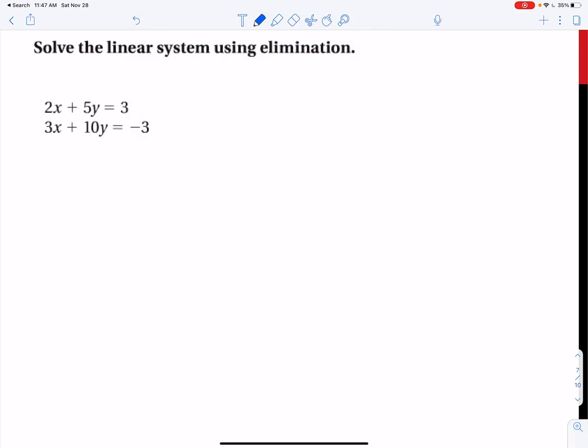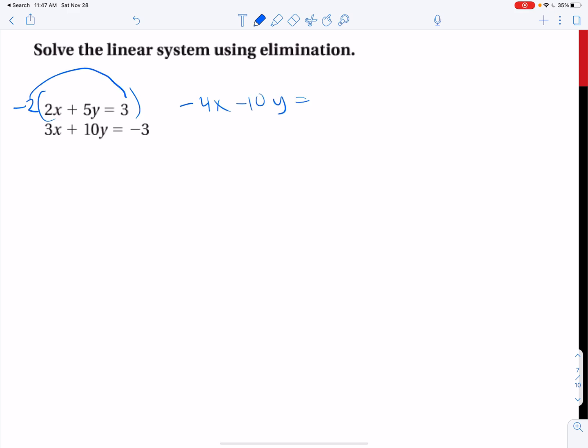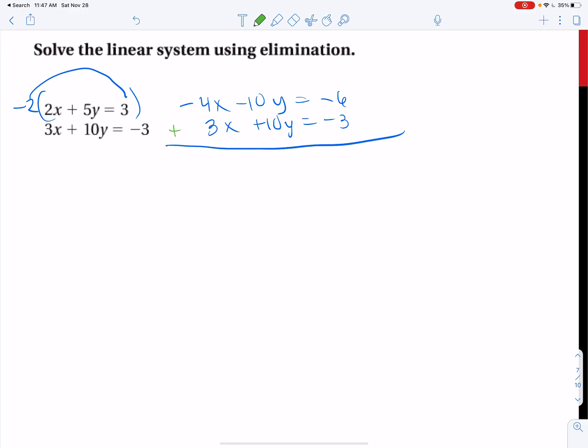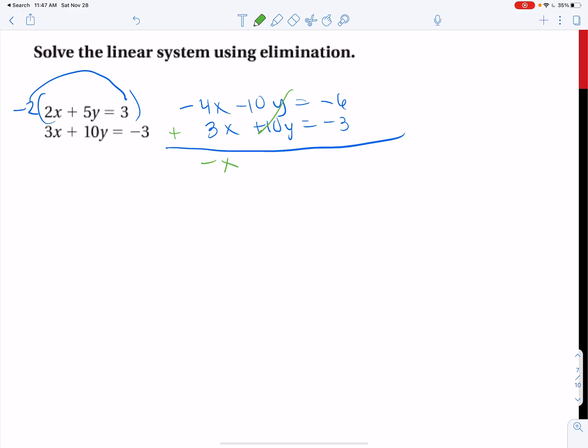And remember, guys, you want opposites. Since they both have the same signs here, I am going to multiply by a negative to purposely make it an opposite. So I'm going to multiply by a negative 2. Okay, so then this would give me negative 4x minus 10y equals, don't forget that guy, your constant, negative 6. And then we're just going to rewrite the bottom equation next to it. Okay, now since I've multiplied, I'm ready to go for elimination. Add your equations. So negative x equals negative 9 divided by negative 1. X is 9.